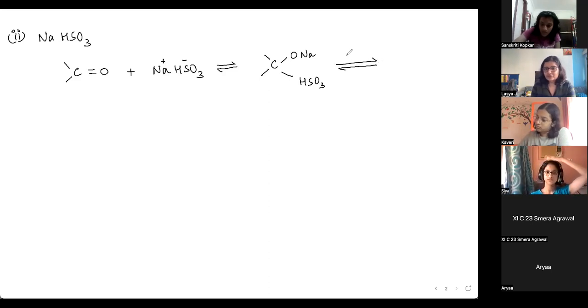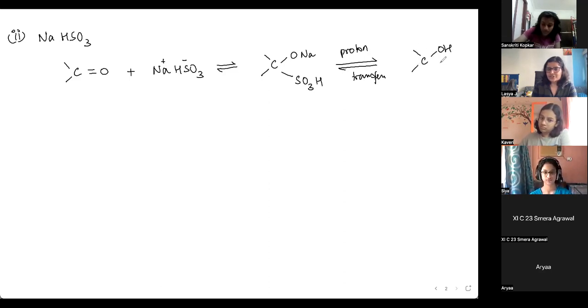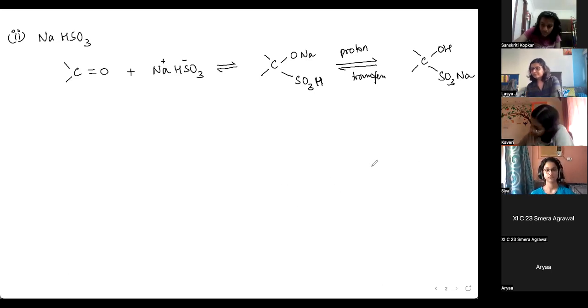And this will undergo a proton transfer. Actually, let me put it this way: sulfur is the one that bonds here, so this will be SO3H. This will undergo proton transfer, so the final product is going to be OH and SO3Na. Basically the sodium and the hydrogen atoms exchange places. Okay, so this is the thing.